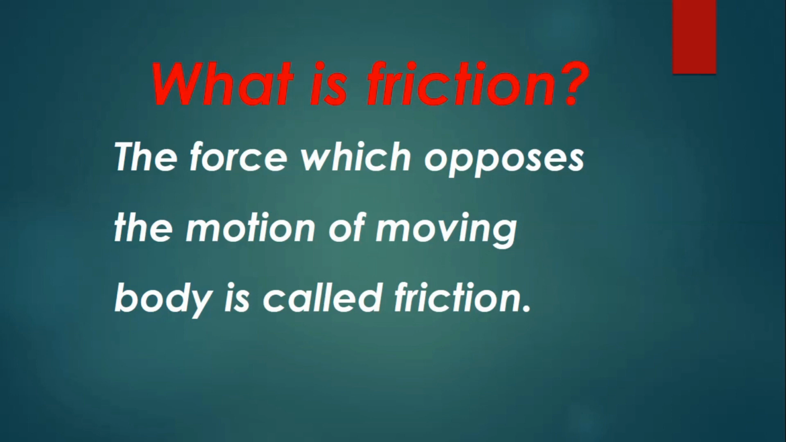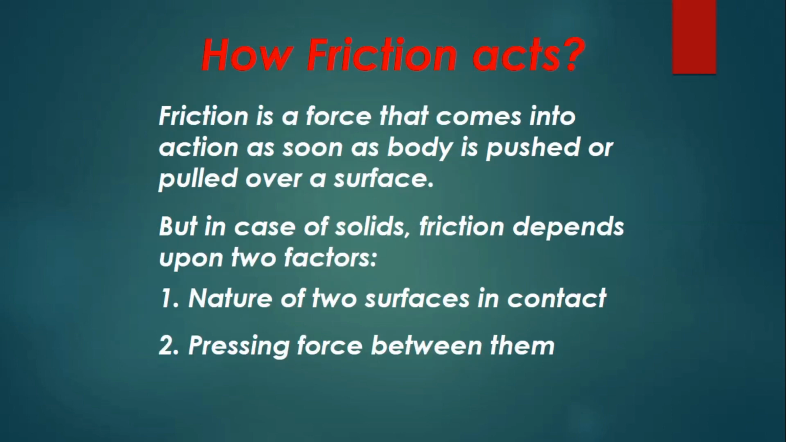What is friction? It is defined as the force which opposes the motion of a moving body. It means it stops the moving objects. Now there is a question, how friction acts. Friction is a force that comes into action as soon as a body is pushed or pulled over a surface.